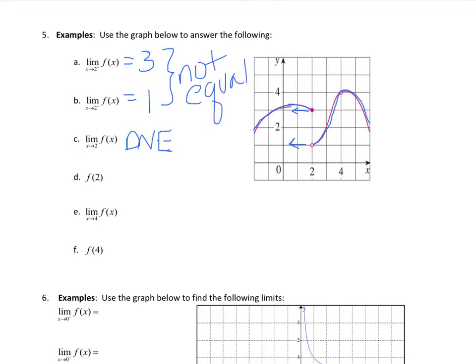F of 2 is where it's filled in here. I'm circling it, and it looks like f of 2 is 3. That's just the function value at 2. The limit as x approaches 4 of this function, well now, let me see if I can erase.